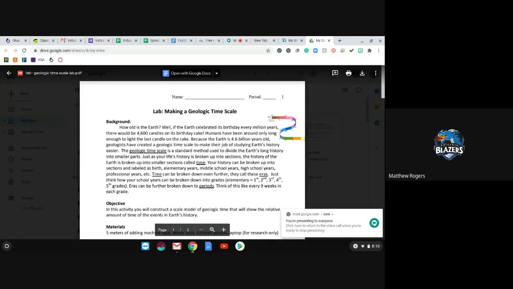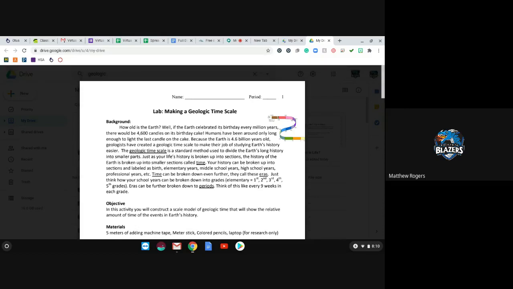Hey Autumn, I just wanted to show you what you could do, or at least talk about what you could do for this lab. The idea of this lab right now is we want to get the idea of geological time and we want to scale it. That's why we kind of want the 5 meters worth of paper. And I know that's a ton of paper, and I know you probably don't have adding tape like the lab says, but there's ways around it.